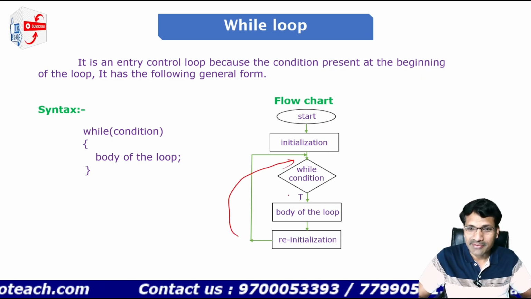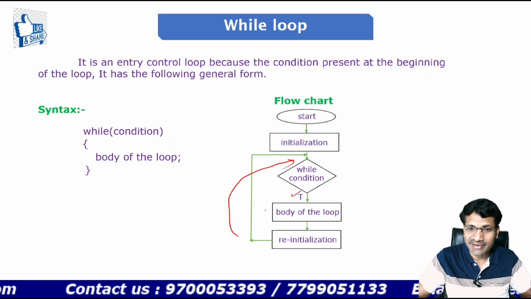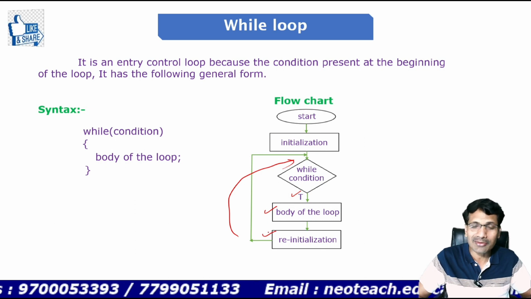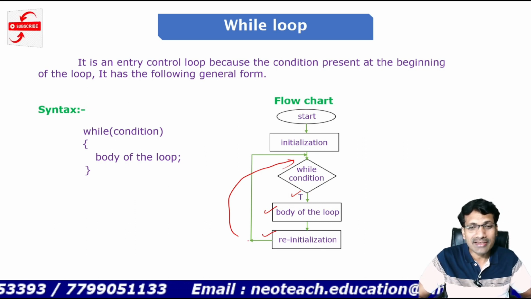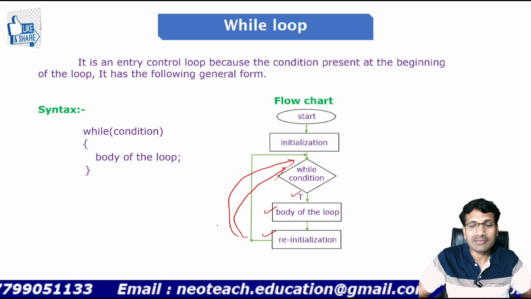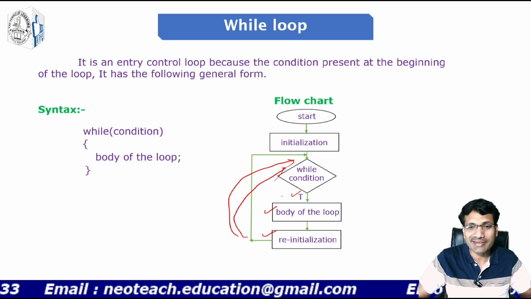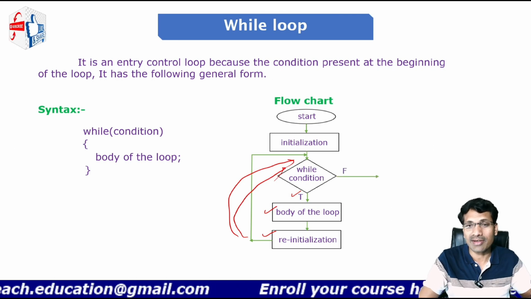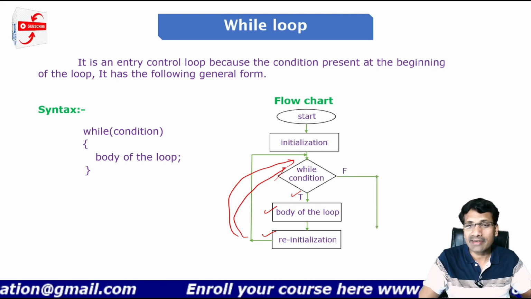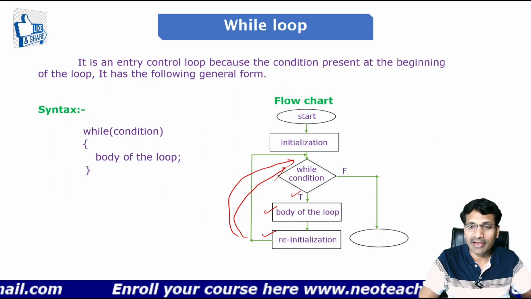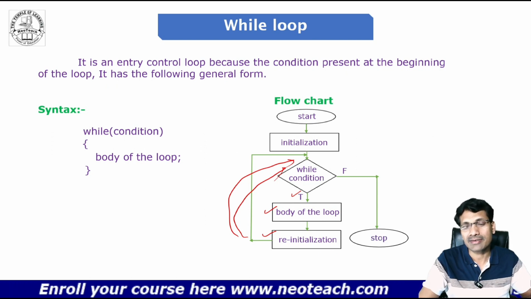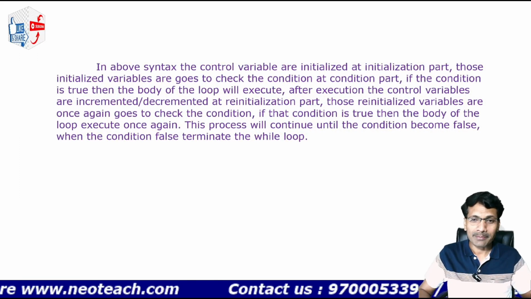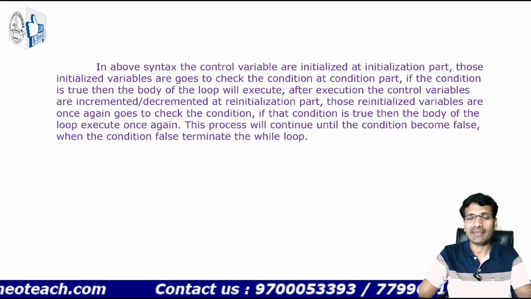One more time, if the condition is satisfied, again the body of the loop executes, changes are again made on the control variables, and those changed variables go to check the condition one more time. This process will continue until the condition becomes false. When the condition is false, the complete while loop terminates. Like this the while loop is going to execute. The complete description is what I explained here.